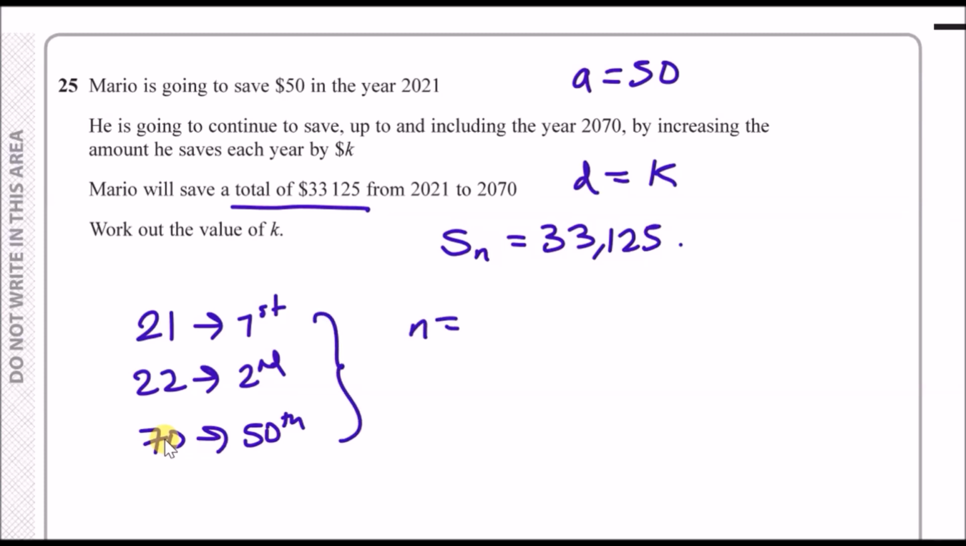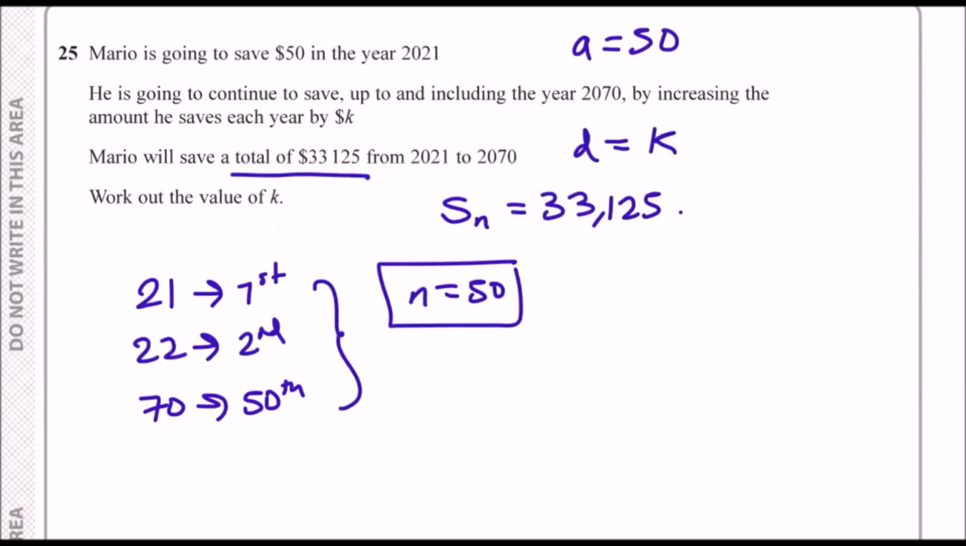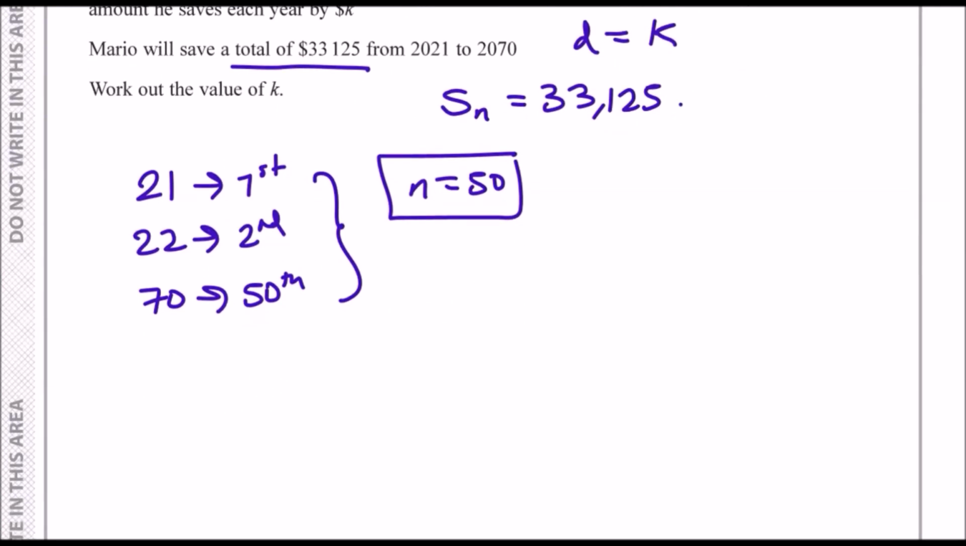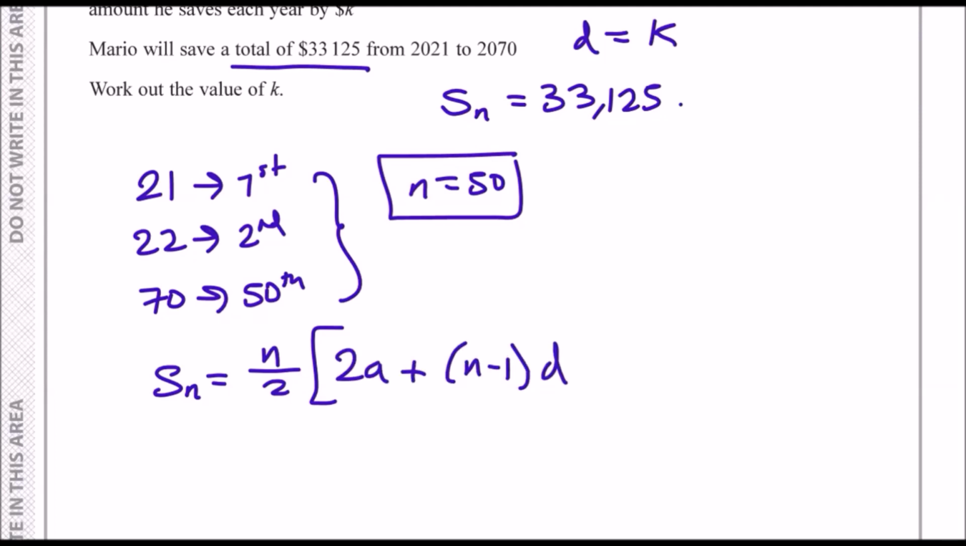So n equals 50. Now, to solve this question, all we need to do is somehow relate the sum with everything we've got. The good thing is that we're given the sum formula at the front of the formula sheet. The sum formula says that Sn equals n over 2, big bracket, 2 times a plus n minus 1 times your common difference d. And we just have to pop in all the values. Because we have the majority of them, we can say that Sn is 33,125.